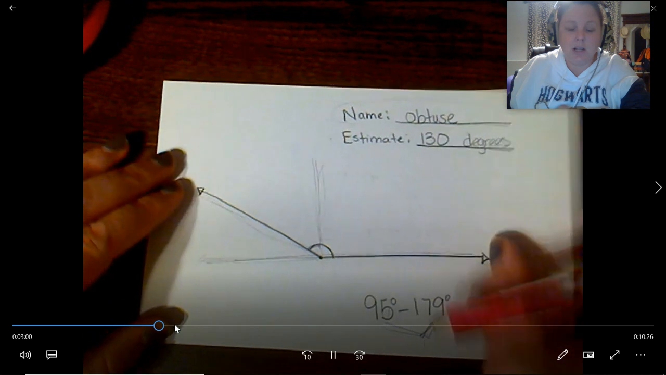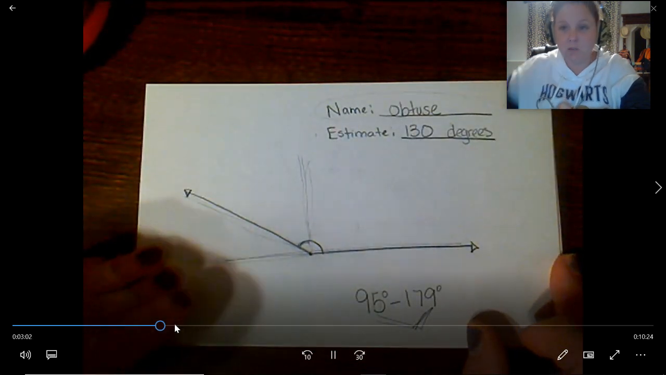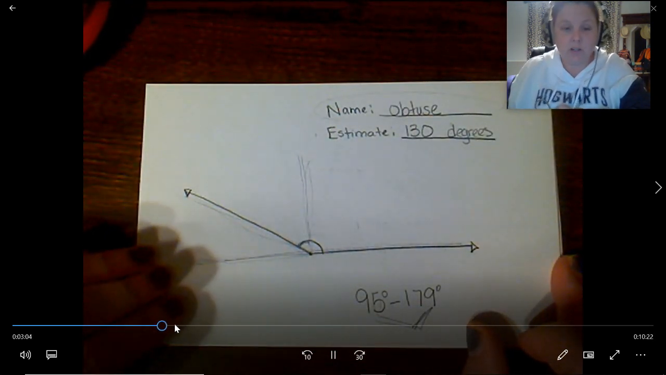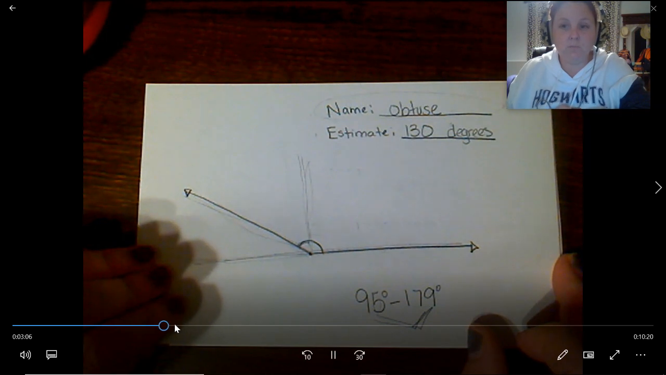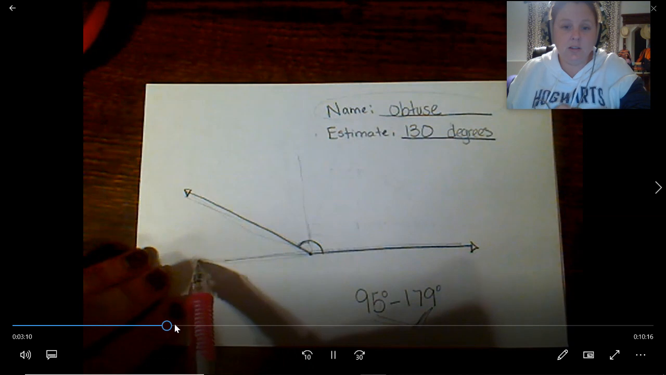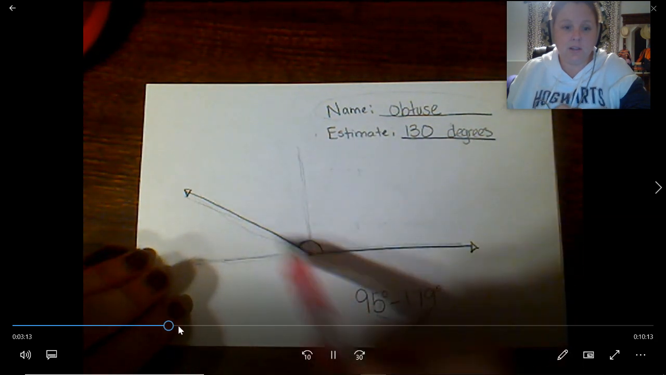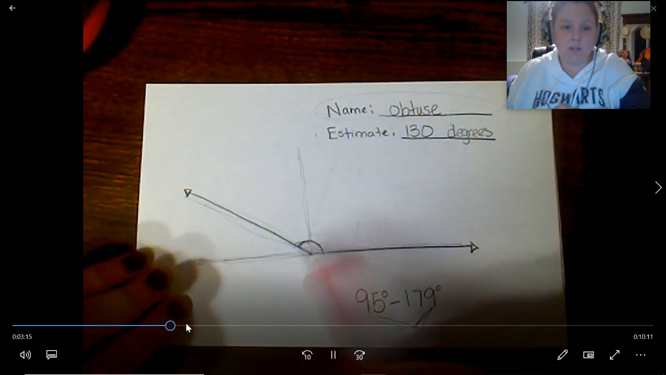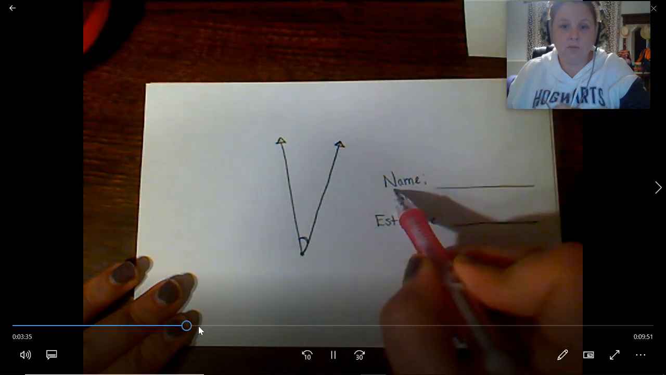Also be thinking about that Khan Academy assignment that we did where it showed you the circle protractors. Think about the fact that a whole circle is 360 degrees, straight is 180 degrees, and a right angle is 90 degrees. I'm going to move on to the next one.